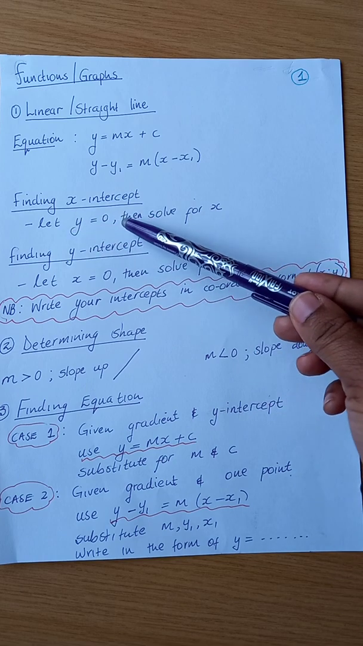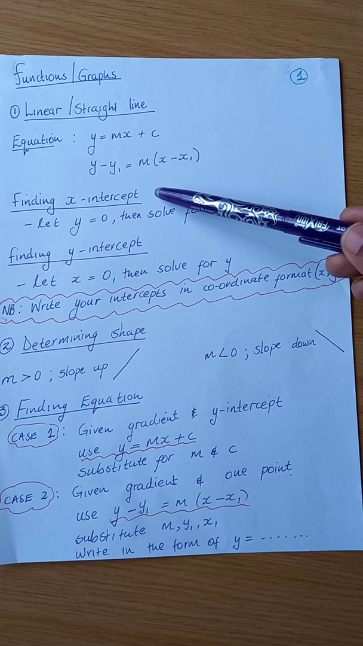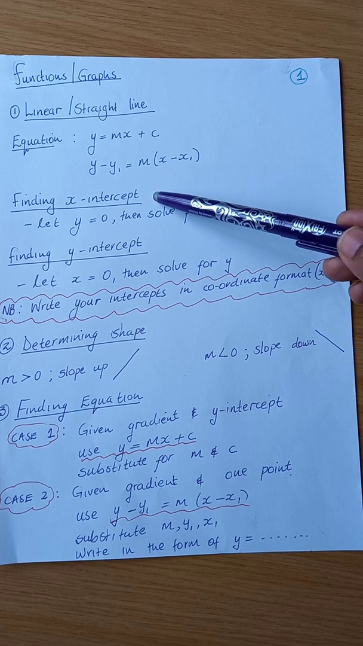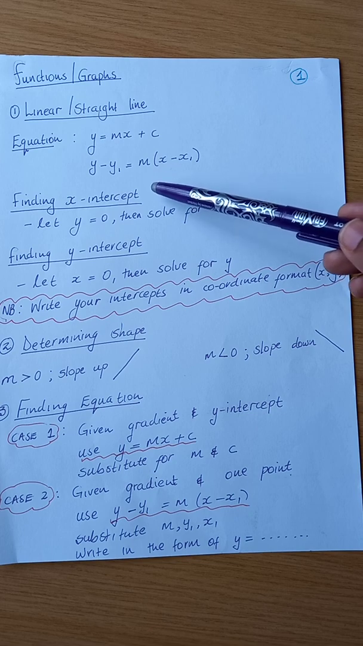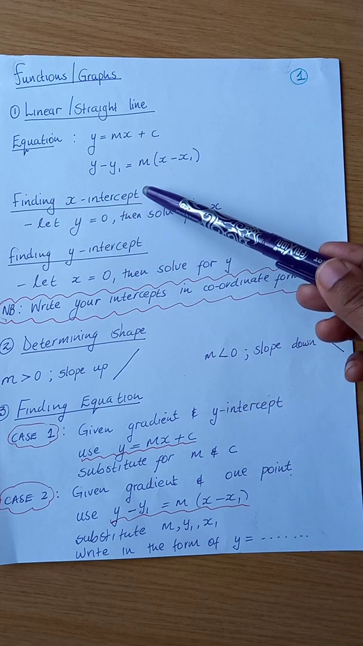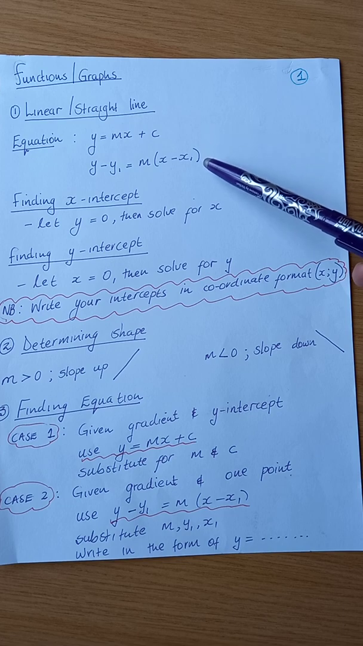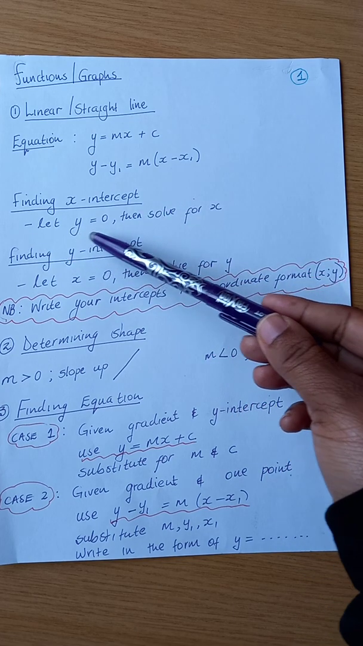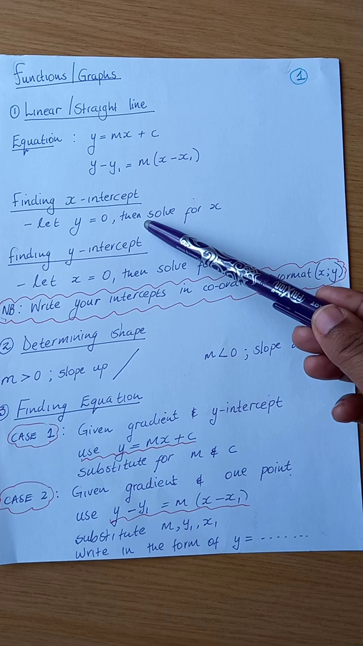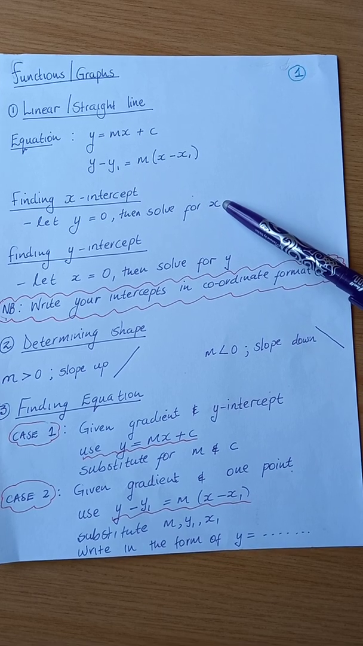Now, the key thing, this is applicable to all the graphs, not only the linear graphs. All the graphs that we will cover today: straight line graph, parabola, and hyperbola. First, how do we find the x-intercept? You take the equation that you are given, you let y equal 0, then you solve for x, the normal way where you solve equations.